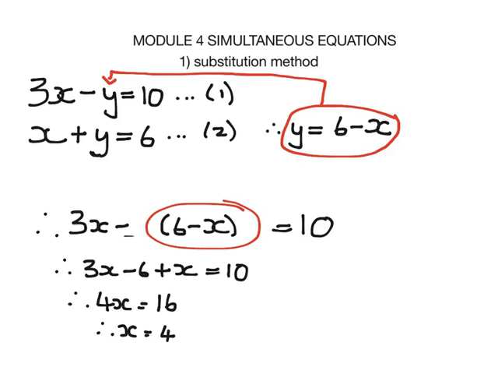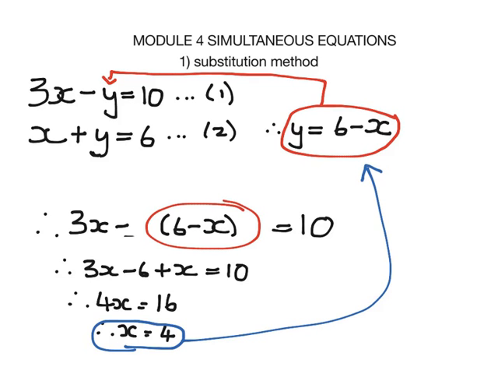So what I do now is I take this x value and I go and plug it in there. So then I'll have y is equal to 6 minus 4, and you get your calculator out, equals 2.